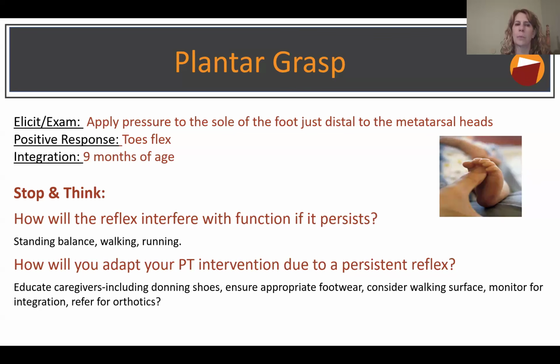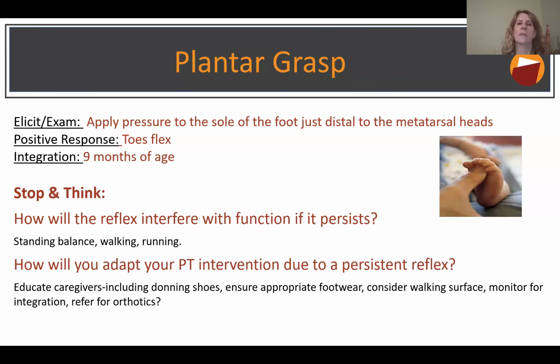This is the kid that every time you're putting on their shoes, their toes curl. So we want to educate the caregivers and make sure when they're putting their shoes on, they're not putting them on with these curled toes. So they might actually need an orthotic just for donning shoes, but they might also need one to prevent it so that they have good balance and we can proceed with independent walking. Good footwear. Consider our walking surface. I probably don't want to walk them barefooted. And monitor for that integration.